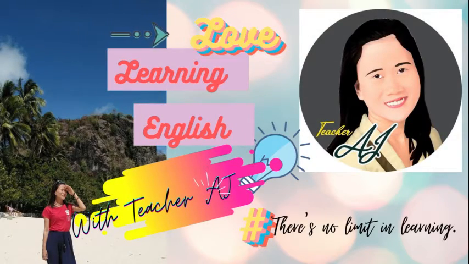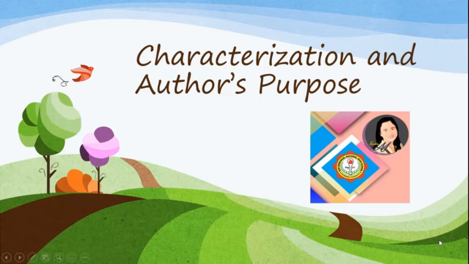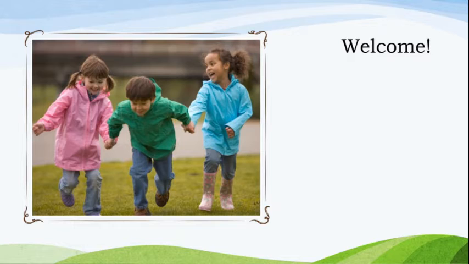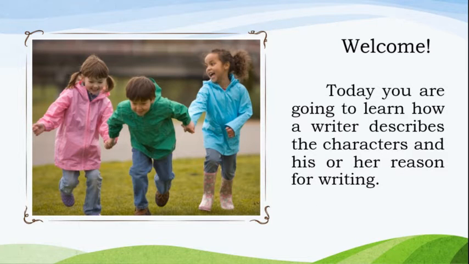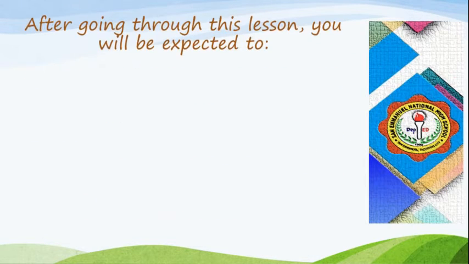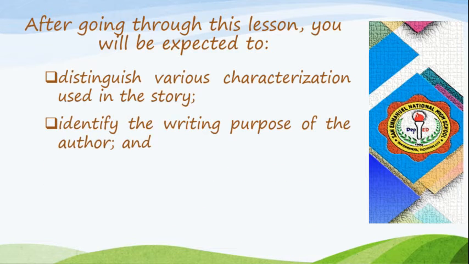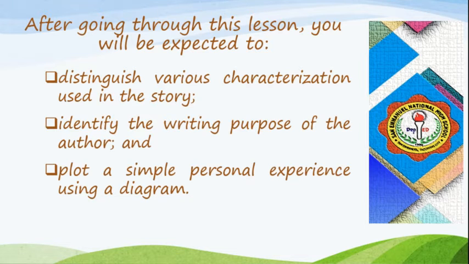We are now on Module 3, Lesson 3, which focuses on characterization and author's purpose. Today, you are going to learn how a writer describes the characters and his or her reason for writing. After going through this lesson, you will be expected to distinguish various characterization used in the story, identify the writing purpose of the author, and lastly, plot a simple personal experience using a diagram.